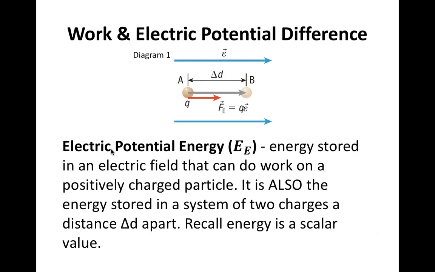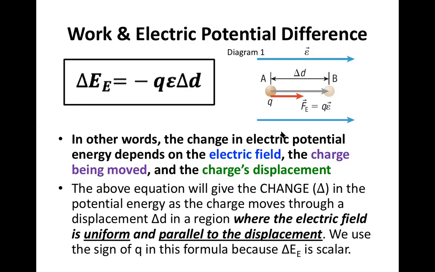So it's a stored energy. Just like gravitational potential energy, it's like when we increase the height of an object away from the surface of the Earth, it's gaining stored energy that could be released if we let go, and it naturally gains kinetic energy. So this is stored energy associated with being in an electric field. Okay, so in other words, the change in electric potential energy depends on the electric field, the charge being moved, and the charge's displacement.